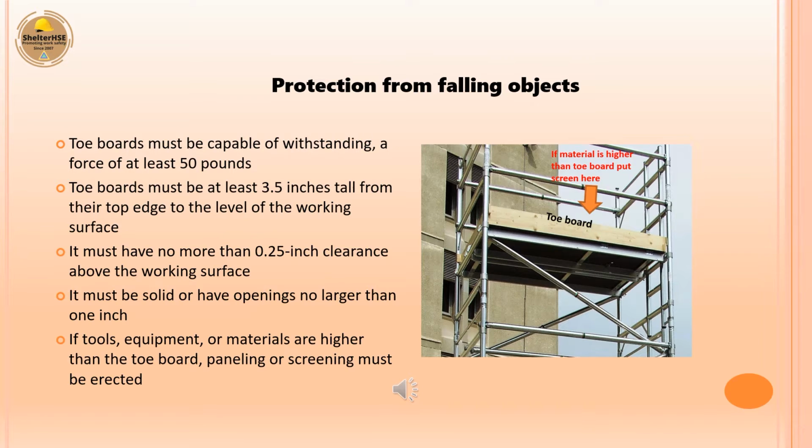Toe boards must be at least 3.5 inches tall from their top edge to the level of the working surface. They must have no more than 0.25-inch clearance above the working surface. They must be solid or have openings no larger than 1 inch. If tools, equipment, or materials are higher than the toe board, paneling or screening must be erected.